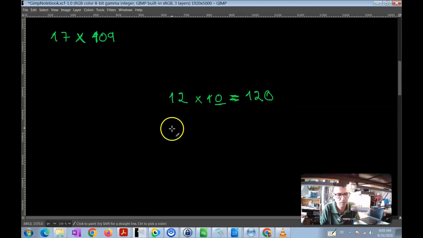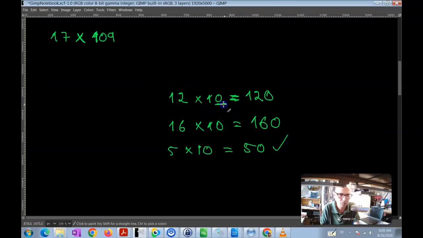That's 120. Suppose you have, for example, a 16 multiplied by 10, you will simply get 160. You have a 5 multiplied by 10, you will get a 50. And so when you multiply by 10, you just add a 0 and you don't have to do any calculation.